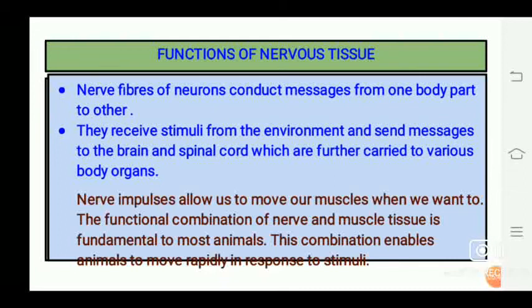This combination of nervous tissue and muscle tissue is fundamental in most animals. This combination enables us to move rapidly and respond to stimuli. We are able to respond to stimuli due to this combination of nerve tissue and muscle tissue. Okay, so this is all about nervous tissue.